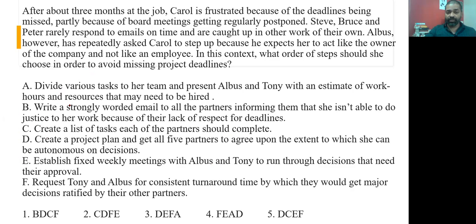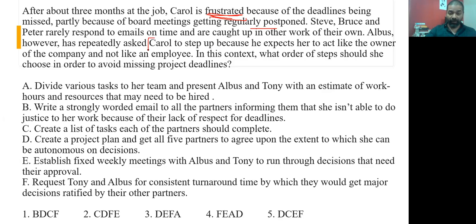After about 3 months at the job, Carol is frustrated. Okay, again, classic emotional consideration here. Carol is frustrated because the deadline is being missed, partly because of board meetings getting regularly postponed. You have to be wary of this. Frustrated is a very strong word. Meetings are getting postponed. Steve, Bruce, and Peter rarely respond to emails and are caught up in other work of their own. Albus, however, has repeatedly asked Carol to step up because he expects her to act like the owner of the company, not like an employee.